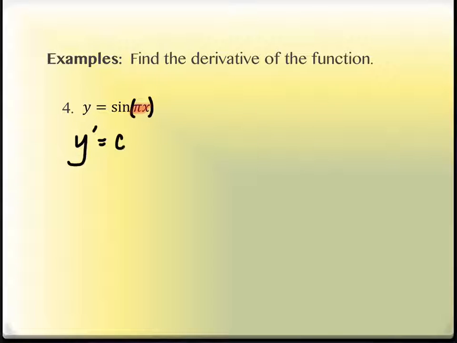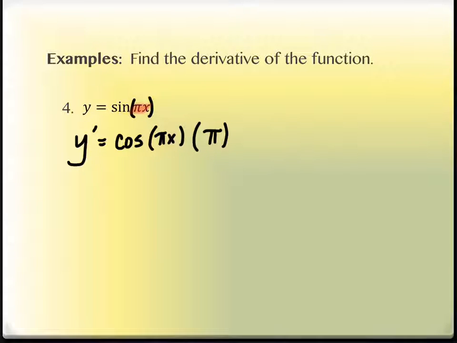So we're going to write cosine of pi x. It's the same inside that we already started with, times the derivative of the inside. Which is pi. So the derivative of that pi x, I should say, is pi.